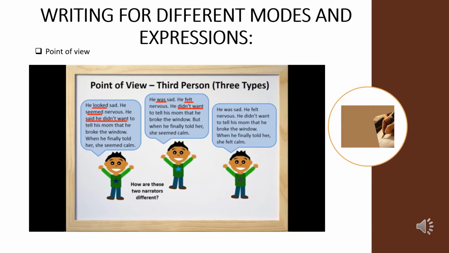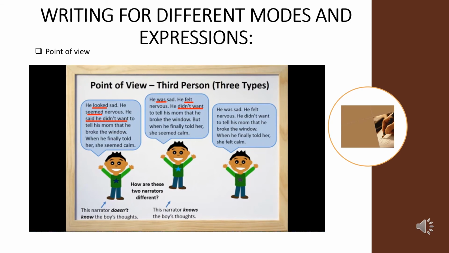Can you tell how the narrators are different? I'll give you a hint. One of the narrators knows more than the other one. Which narrator knows more? The answer is that the second narrator knows more. Here's why. Narrator 1 doesn't know the boy's thoughts, but narrator 2 knows the boy's thoughts.